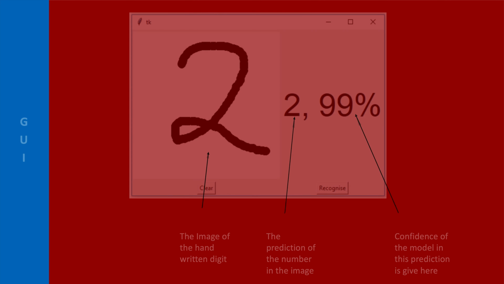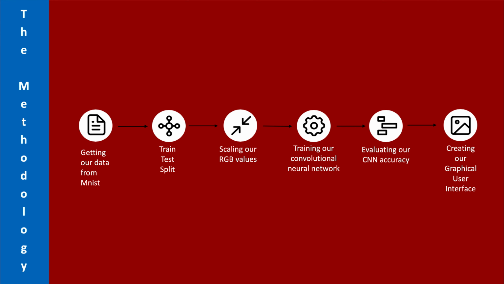Here I have given an overview of how our machine learning model will work. We will first get our data from MNIST, which consists of 8 by 8 pixel images. Then implement train test split, our train will be 80% and our test will be 20%. Then we will scale our RGB values, we'll simply divide them all by 255, as the max RGB value can be 256.